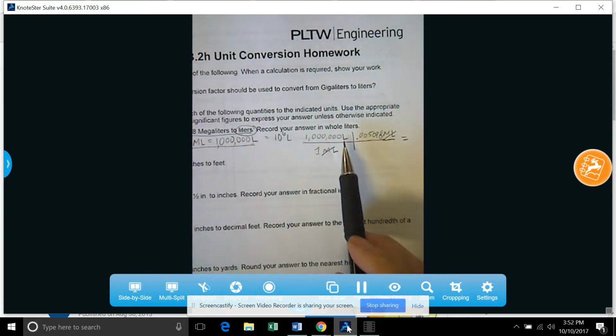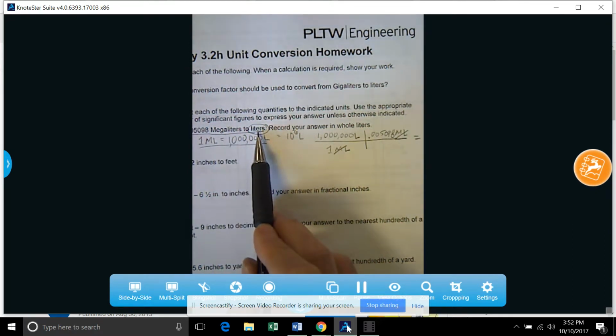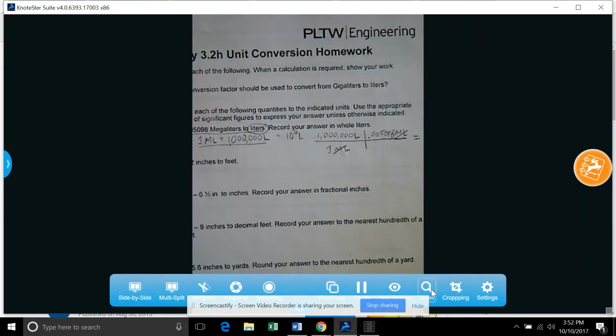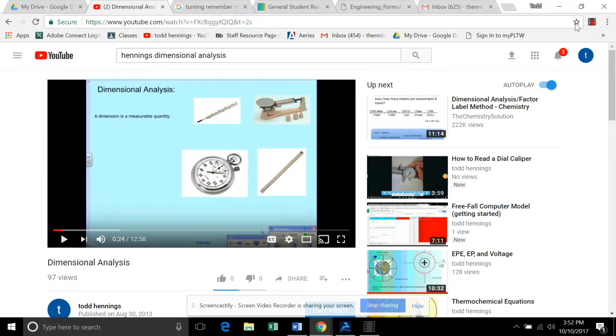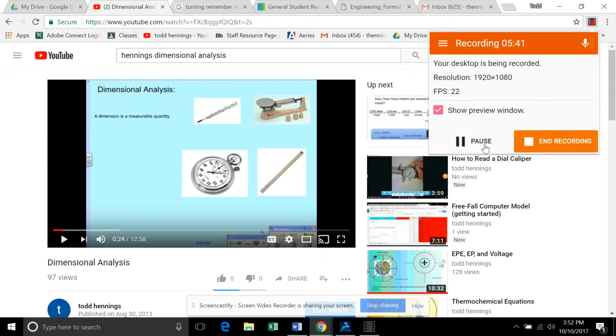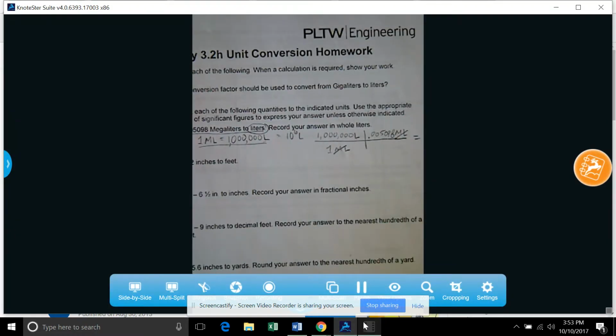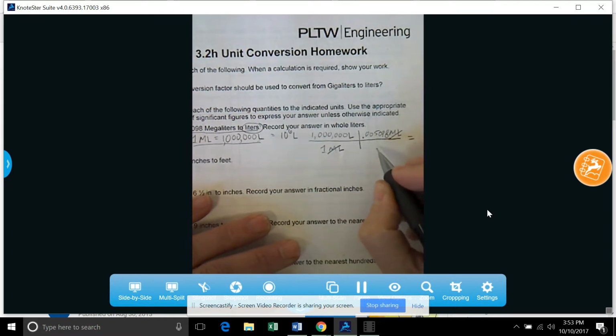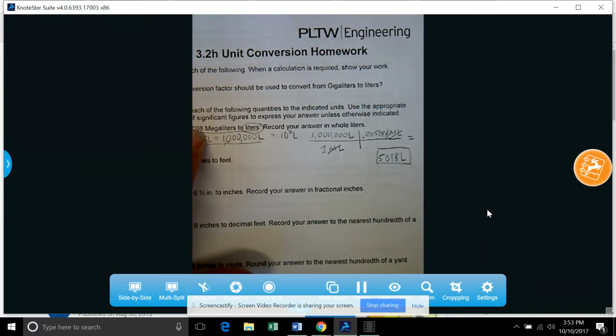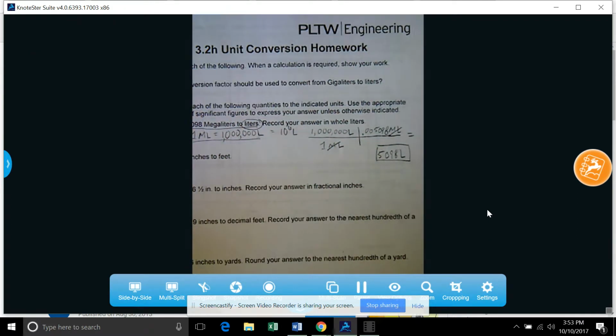So what does that mean? It means I converted megaliters to liters. All right, so I'm going to pause for a moment there. So when you put that into your calculator, what happens there? I just take 1,000,000, I multiply it by, like I said, that 0.005098, and I get this answer. So I'm going to try to squeeze my answer in here. It would be 5,098 liters. Right? So the answer, this converted into liters, is 5,098 liters.